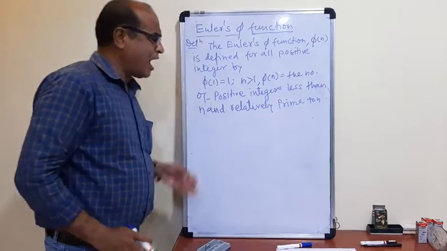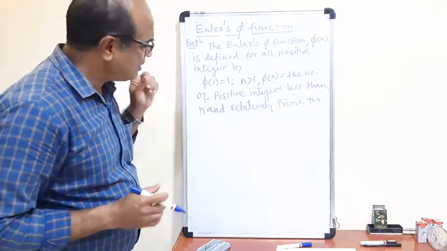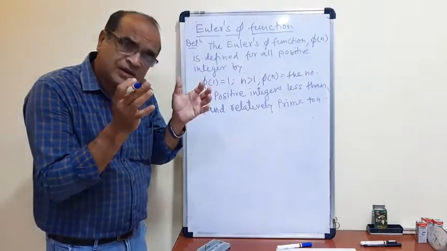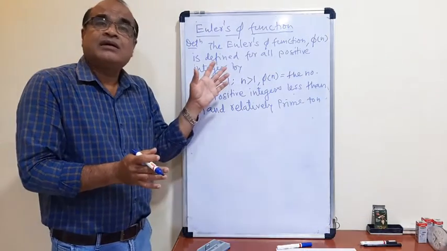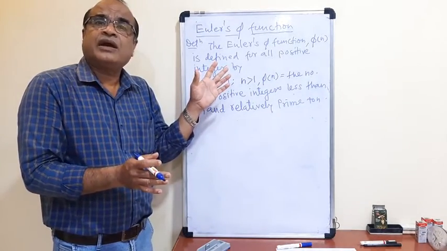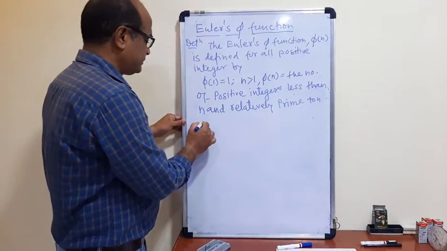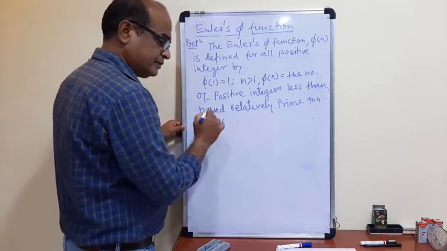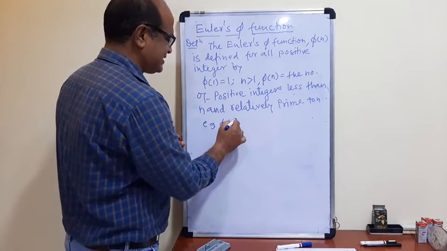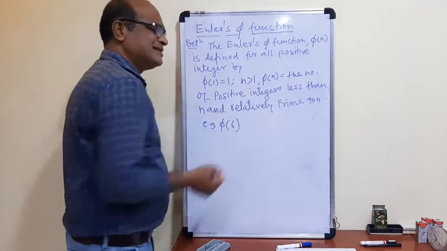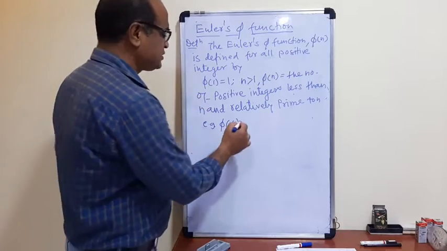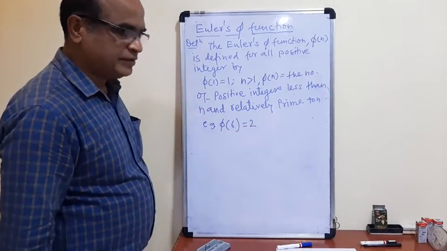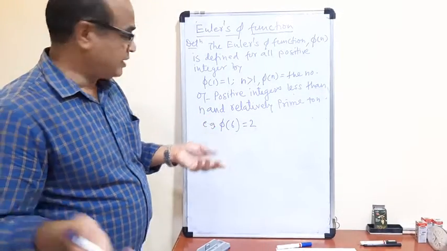So how do we understand this definition? By taking an example. This is a better way: first we take an example and then understand the definition. Okay, so for example, phi of 6. What is n? n is 6. So phi of 6 is 2.